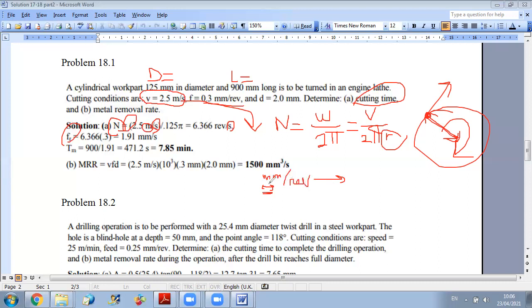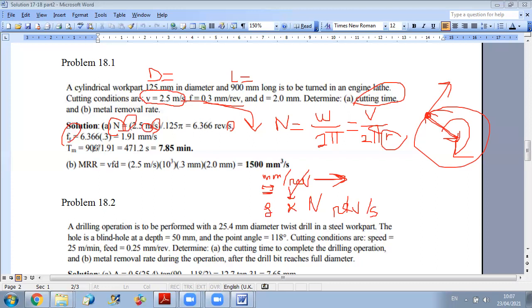If you want to deduce the value of the advancing velocity of your tool, which is the feed rate, then you should multiply F by N, since F represents millimeter per revolution and N represents revolution per second. By multiplying F by N, the unit revolution will be simplified, and the resulting unit will be millimeter per second. So once we find the feed rate, we can now calculate the machining time.